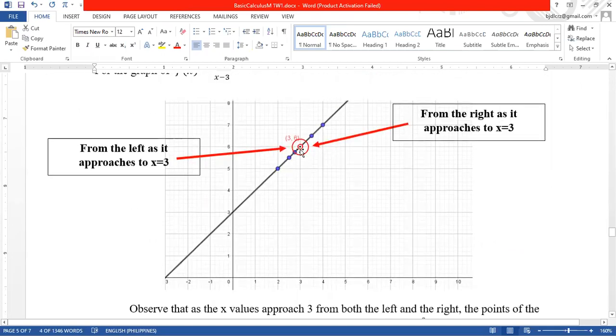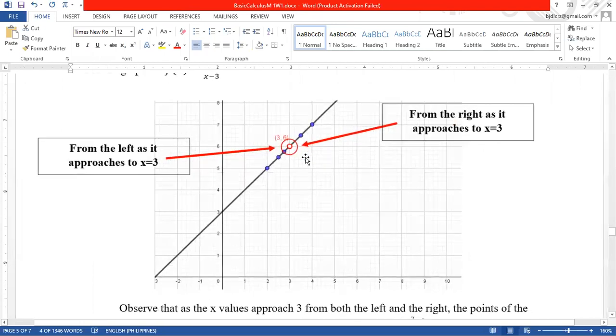So does not exist to atong f of 3. So that's why I put hollow there. Hollow ang iyang point.